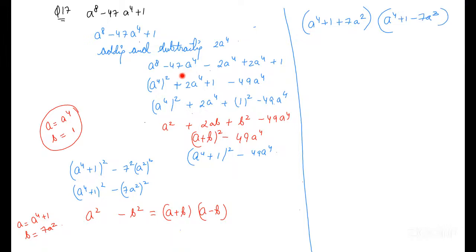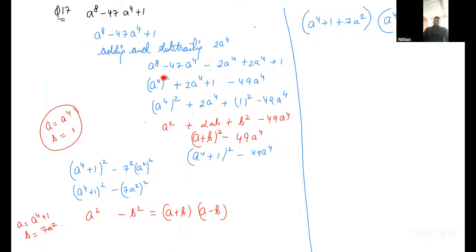Yes, sir. So now it is in the form of a square plus b square plus 2ab, which will become (a plus b) whole square, where a is equal to a to the power 4 and b is equal to 1. Now, listen guys. Now this is minus 2a to the power 4 and minus 47a to the power 4. They are like terms. If they are like terms, then you can add them because they are the same sign, so we will add them. So it becomes minus 49a to the power 4. Did you understand this one? No.